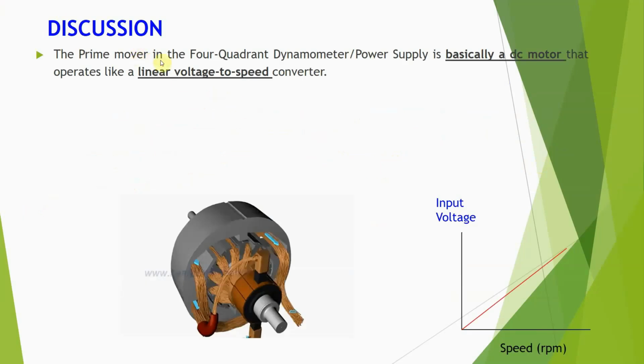Now, let's talk about the prime mover now. Prime mover in a 4-quadrant dynamometer power supply is basically a DC motor that operates like a linear voltage to speed converter. What does it mean?